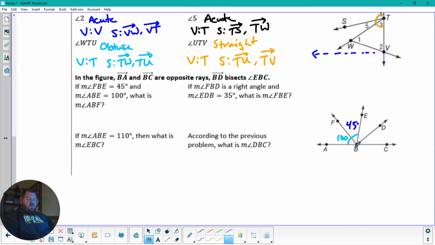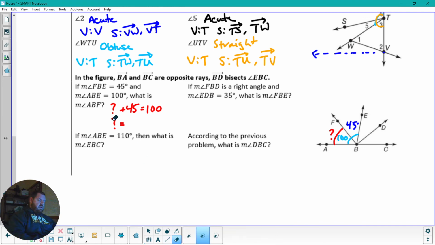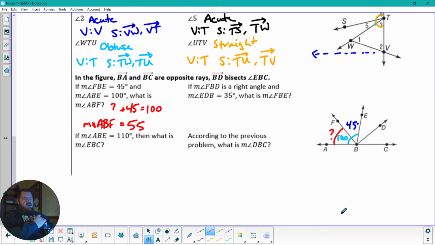So what is ABF? We're looking for this piece right here. Let me grab yet another color. I want to know how big that is. Well, we would use the angle addition postulate here: the two smaller pieces, the one I don't know and the 45, have to add up to 100. So my question mark plus 45 equals 100. Do that however you need to, but it means the measure of angle ABF has to be 55. That's the missing piece between 45 and 100.